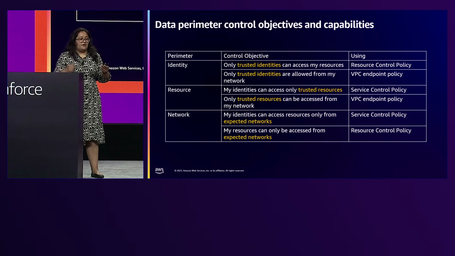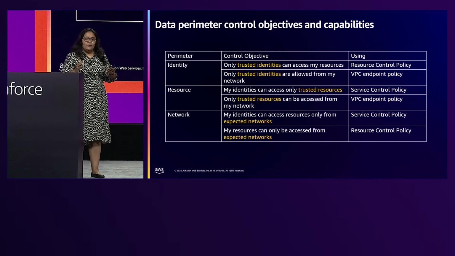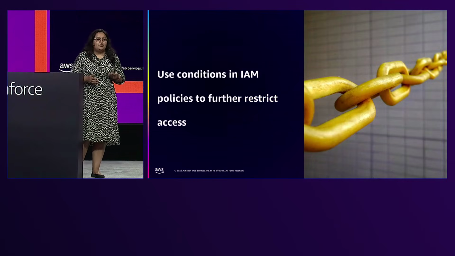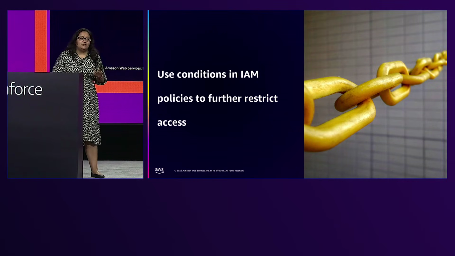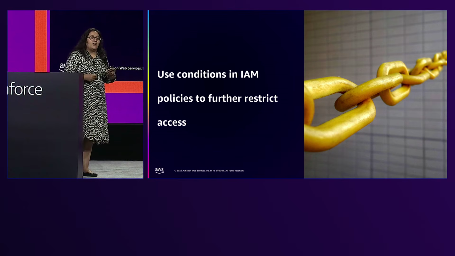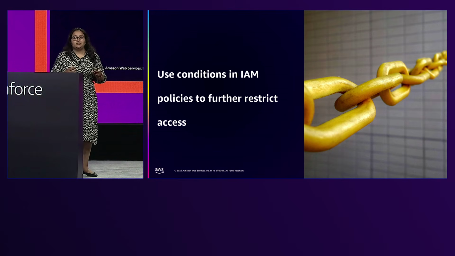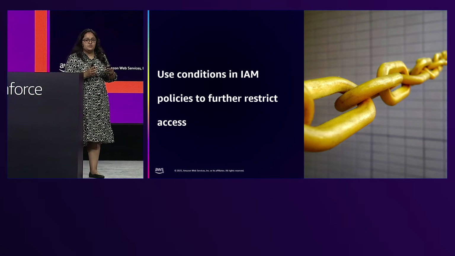So you set this data parameter, you apply it in a way that as a new account comes in, it's already there, it's there on day 0. But you also make sure that you are using your IAM conditions and IAM policies to further restrict access to meet the principle of least privilege. So while the data perimeter is the coarse-grained filter, you cannot forget about the IAM policies and the fine-grained principle to make sure your resources are safe.